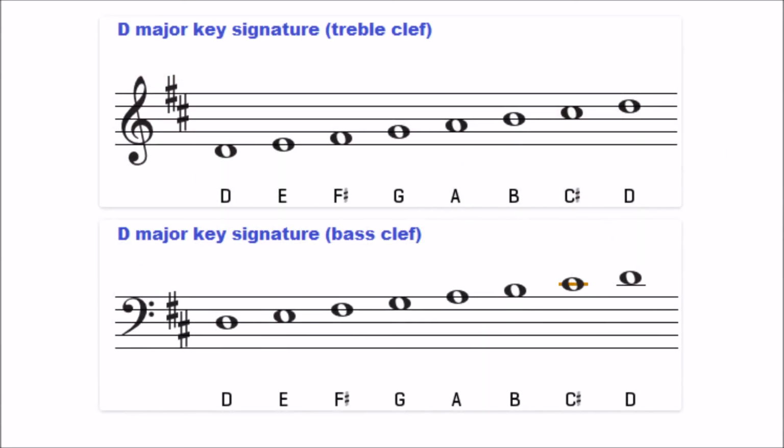Here's a diagram of the D major scale on the treble and bass clefs. It also shows the D major key signature. There are 2 sharps in the key of D major, and these sharps are F sharp and C sharp.